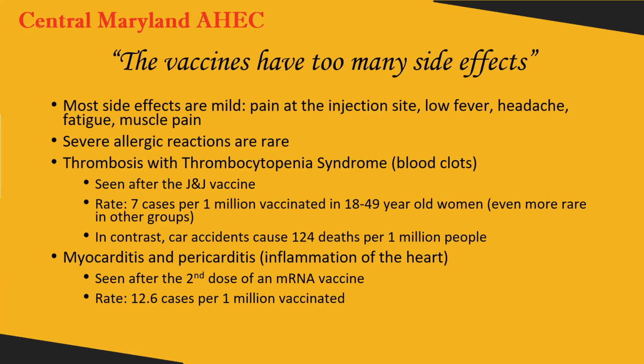The other severe reaction that I'll touch on is myocarditis and pericarditis. So that's inflammation of the heart. And this is seen after the second dose of one of the mRNA vaccines. But again, it's extremely rare. The rate of this is 12.6 cases per 1 million people vaccinated.